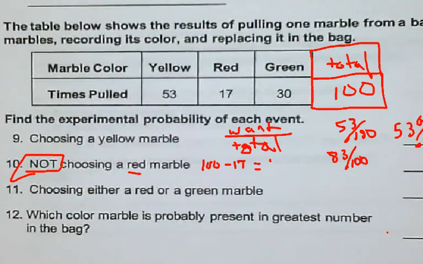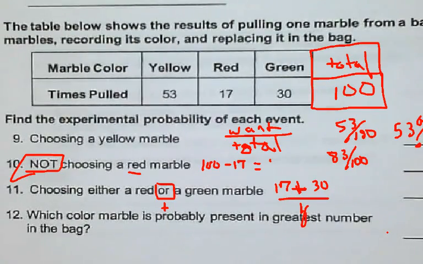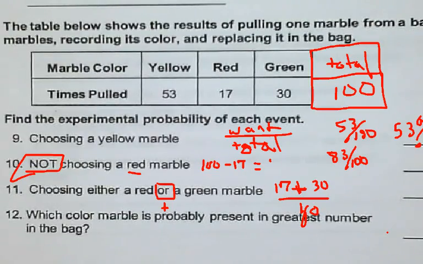Now choose a red or a green. Remember, or means add them together. So I know the probability of red is 17. And the probability of green is 30. So 17 plus 30, I'm just adding these together, all divided by the total number of things that can happen, which is 100. So 17 plus 30, that's 47. 47 out of 100. So 47 out of 100 is the chances that you would get a red or a green.